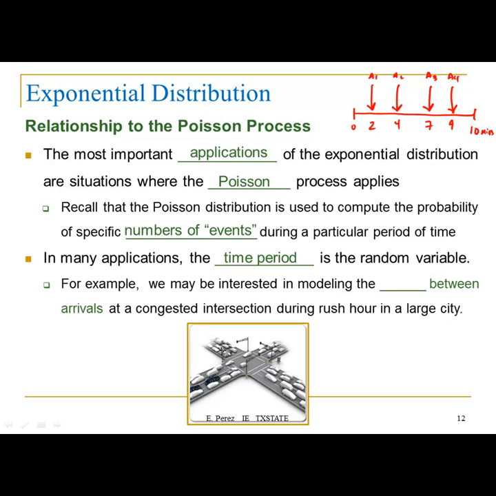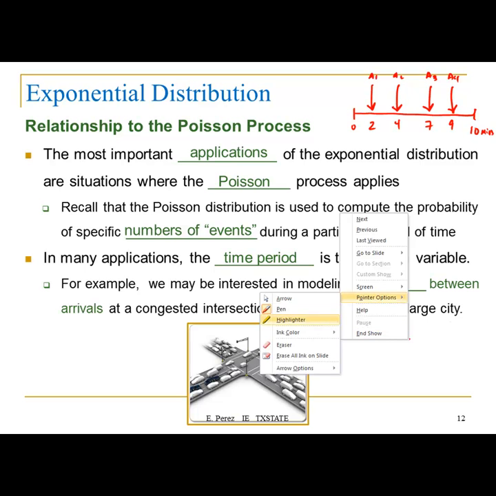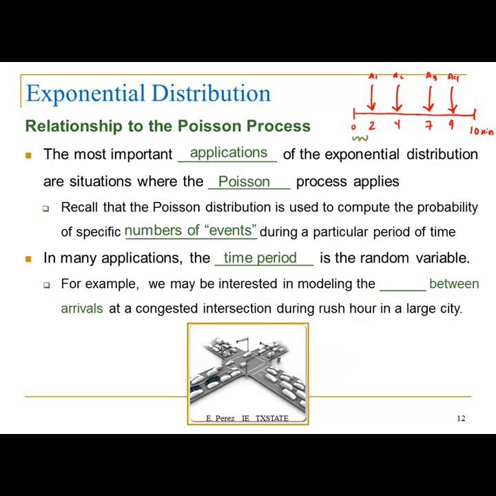But in many applications, the random variable, instead of being the number of occurrences during the time period, is the actual interarrival time. So instead of looking at those arrivals, we're going to look at how much time is in between. So your random variable now is 2, 2, 3, 2, and 1. So instead of looking at the number of arrivals, now we're interested in the time between those arrivals. And that will become your new random variable.